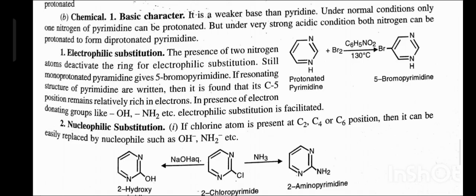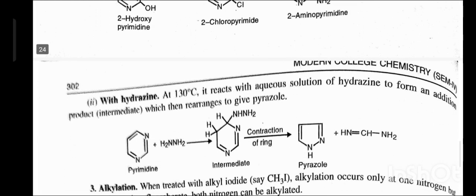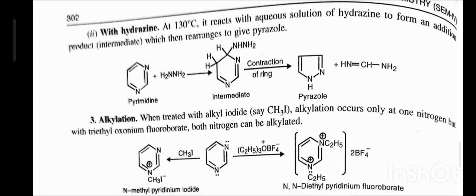Second, nucleophilic substitution reaction. If a chlorine atom is present at C2, C4, or C6 position, then it can be easily replaced by nucleophiles such as OH negative, NH2 negative, etc. With hydrazine. At 130 degrees Celsius, it reacts with aqueous solution of hydrazine to form an addition product, which then rearranges to give pyrazole. Alkylation. When treated with alkyl iodide, alkylation occurs only at 1 nitrogen, but with triethyloxonium fluoroborate, both nitrogens can be alkylated.